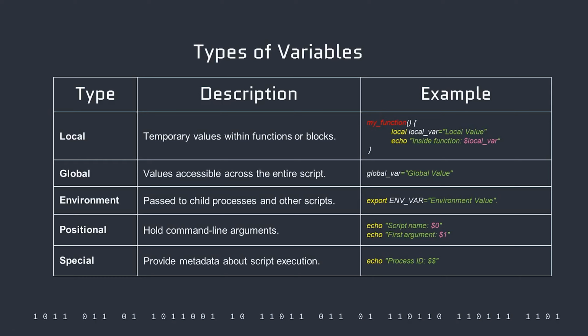First is local variables. These are variables that are defined within a specific function or block of code. They can only be accessed and used within that function or block. Once the function finishes execution, the local variable is destroyed.